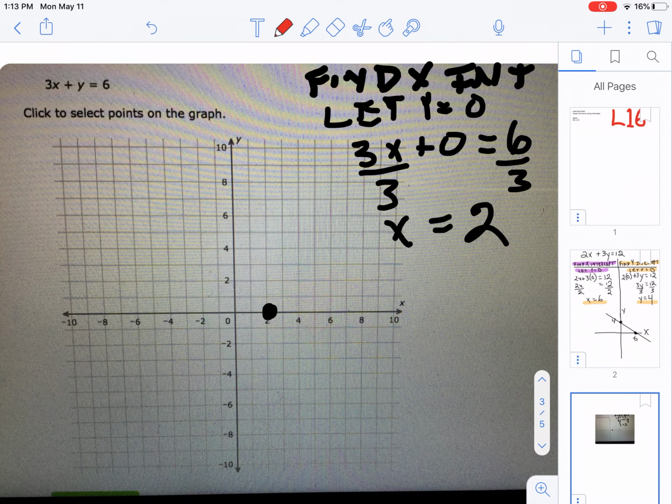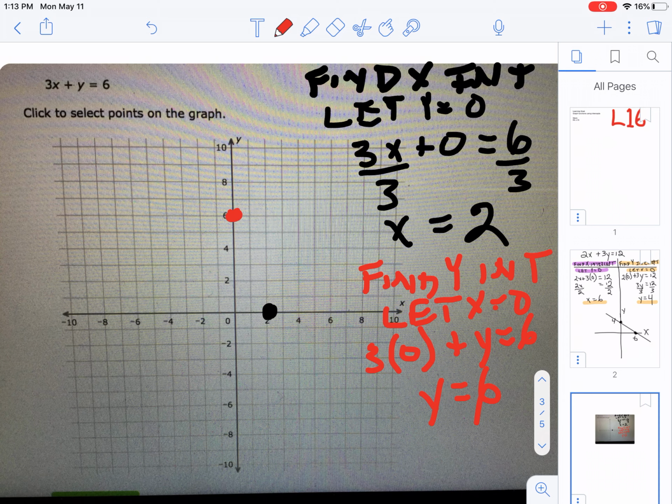Okay, now we're going to find the y-intercept. And the way we do that is we let x equal 0. So we have 3 times 0 plus y equals 6. That just becomes y equals 6. So we put a dot where y equals 6, and then IXL will do this part for you, but if you were to graph it on your own, you would put the line through the two dots with arrows on each end to show that the line goes on infinitely in both directions. Okay, let's take a look at another example.